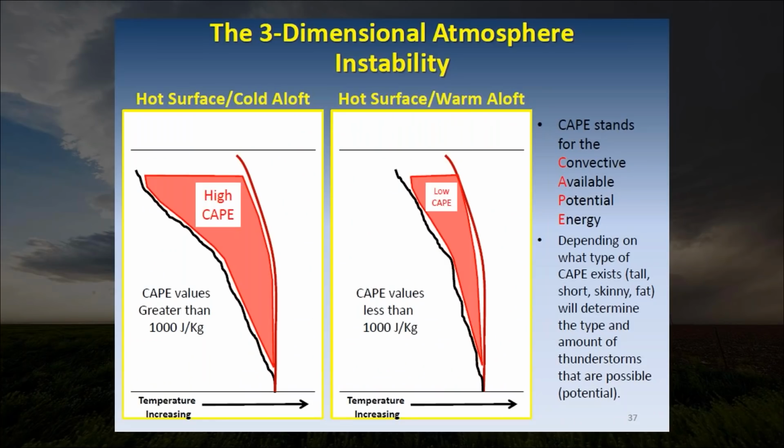All right, so just a little bit more about CAPE. As I mentioned, the further apart those lines are on the graph, the greater the instability is. So the one on the left would be an example of high CAPE. There's a wide gap there between the environment temperature and the parcel temperature. And on the right, this would be considered a low amount of CAPE. It's kind of a skinny, narrow gap between them. That means that there isn't as much instability available for thunderstorms.